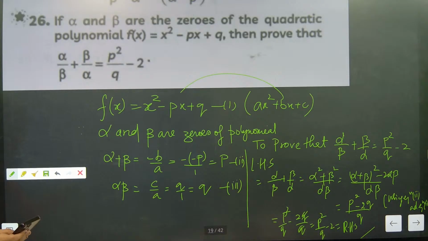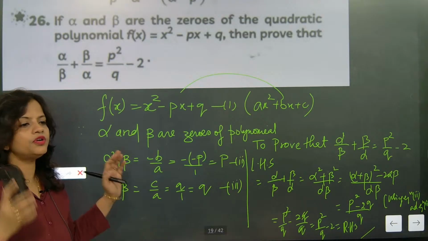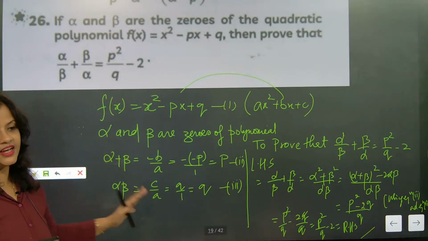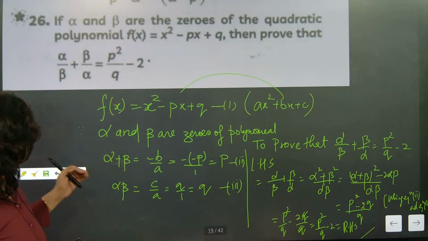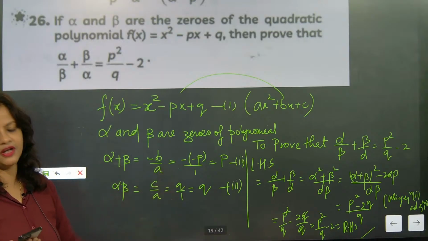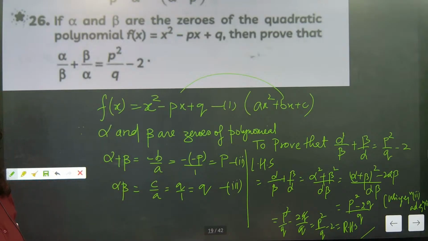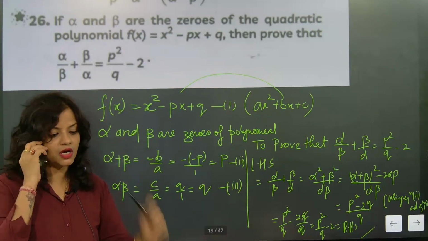So when you do it like this, they will not be able to cut one single mark from you. Did you notice how I have solved? Did I miss any steps? One by one, single steps, I have kept very carefully. Correct? In exam, every question counts.